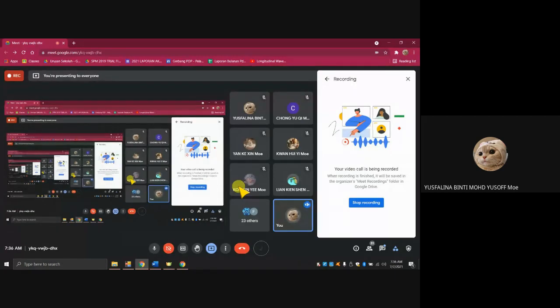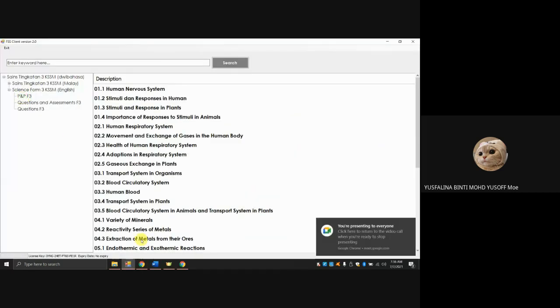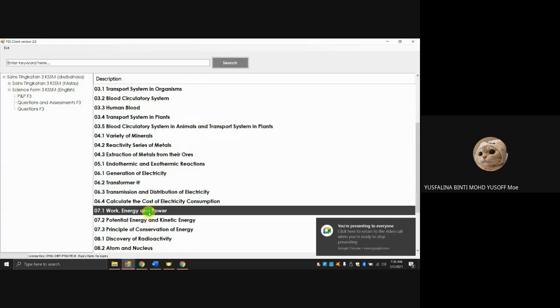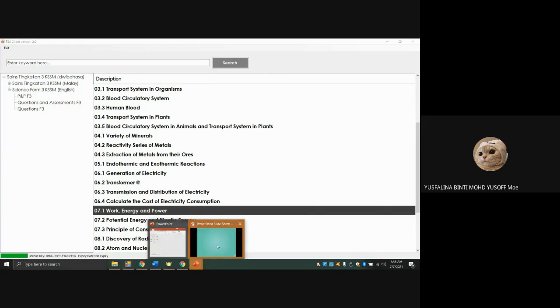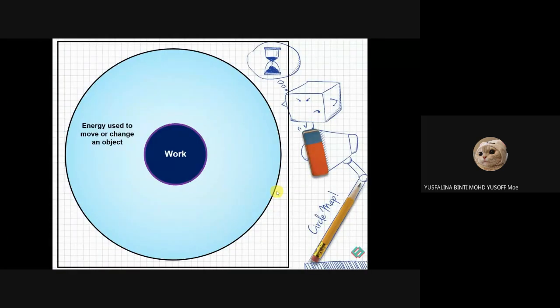Work, energy, and power. So, 7.1 work, energy, and power. First of all, what is actually work? Work is energy used to move or change an object.